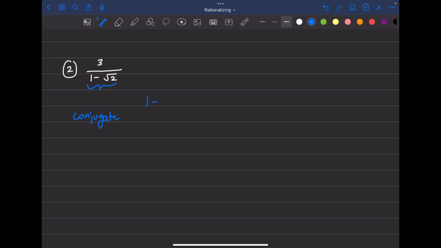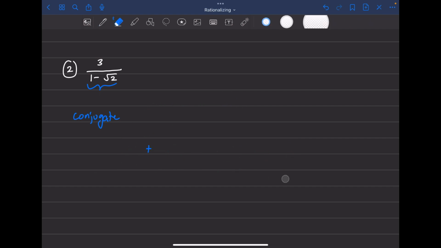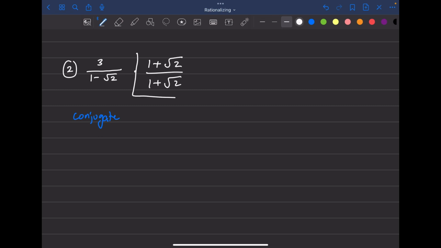So we would multiply 1 minus root 2 times 1 plus root 2. This would get rid of all the roots, because we know that x plus y times x minus y is equal to x squared minus y squared. So we're basically using this fact to square both the x and the y and get rid of the root. So let's actually do that now. What we can do is multiply this by 1 plus root 2 on the top and the bottom. Once again, what we're doing here is multiplying by 1 because we don't want to change the original question, so this works.